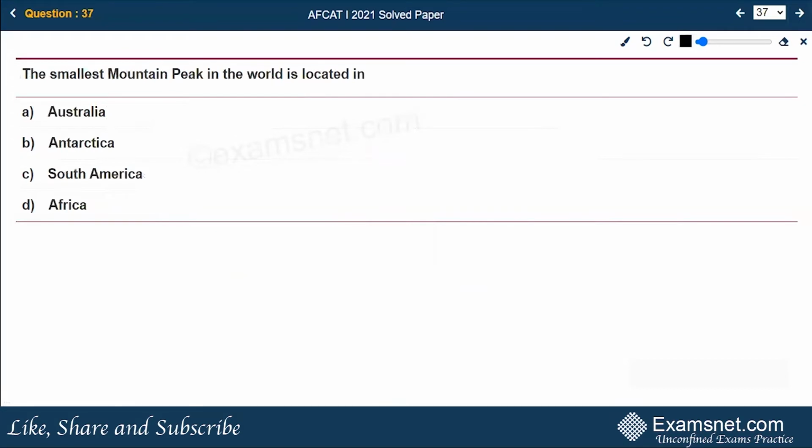Next, question number 37. Which is the smallest mountain peak in the world, and where is it located? Is it in Australia or Antarctica or South America or Africa? The smallest mountain peak is Mount Wycheproof. Mount Wycheproof is the smallest mountain peak and it is located in Australia, in Australia's Terrick Terrick Range.